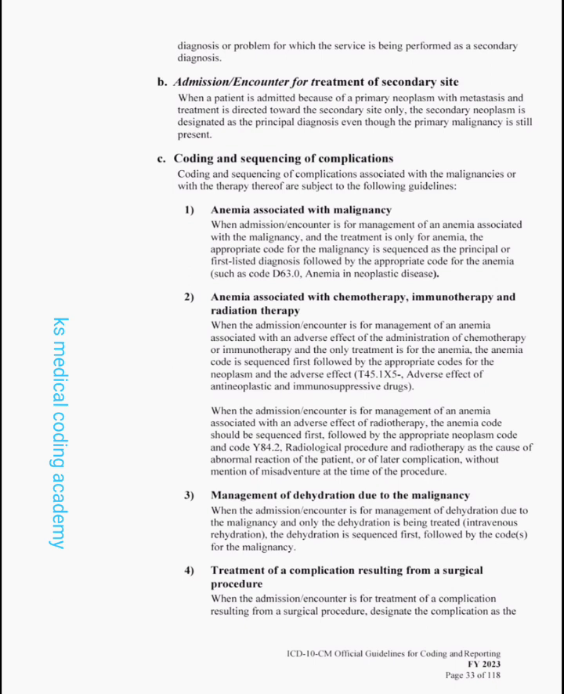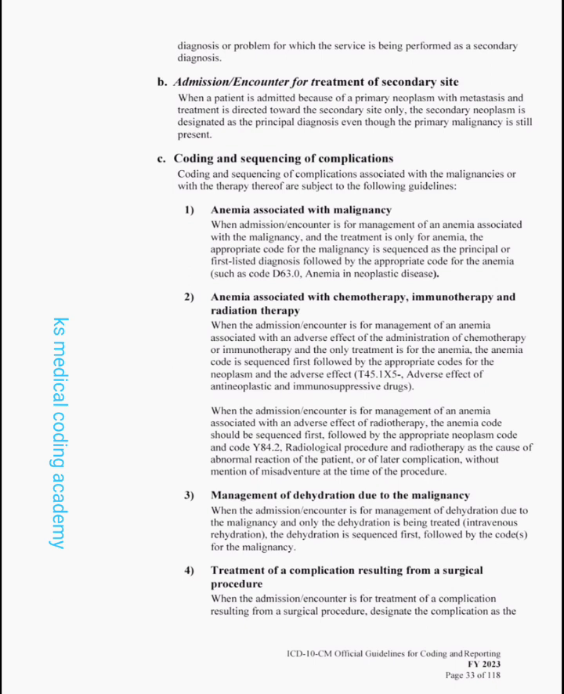1. Anemia associated with malignancy. When admission, encounter is for management of an anemia associated with the malignancy, and the treatment is only for anemia, the appropriate code for the malignancy is sequenced as the principal or first listed diagnosis followed by the appropriate code for the anemia, such as code D63.0, anemia in neoplastic disease.